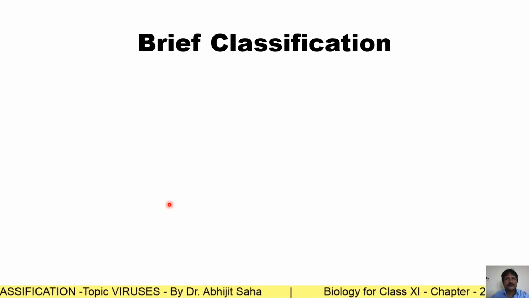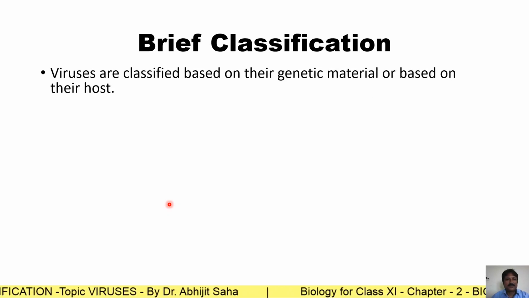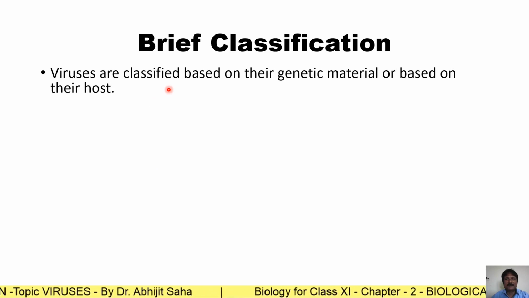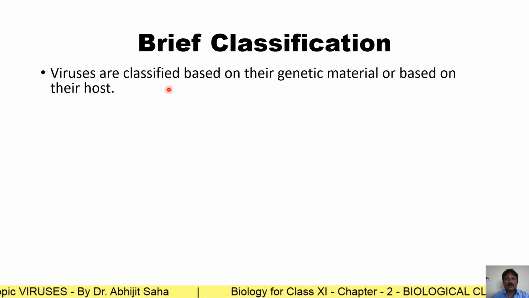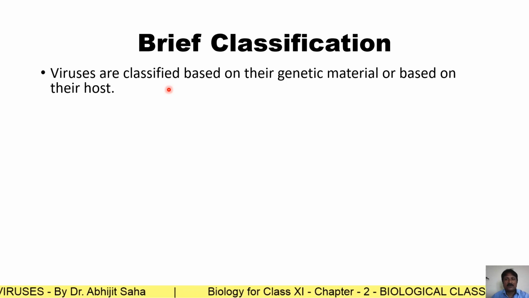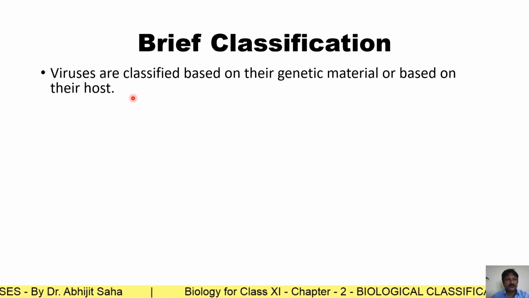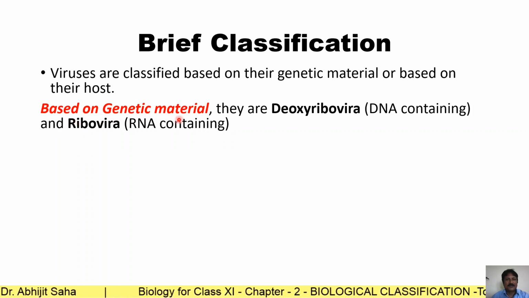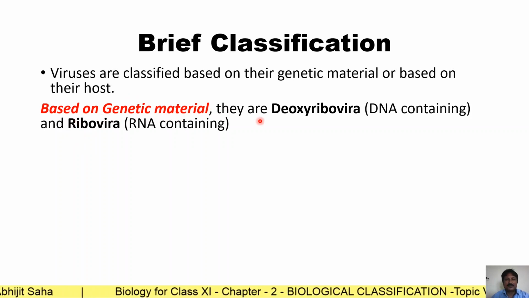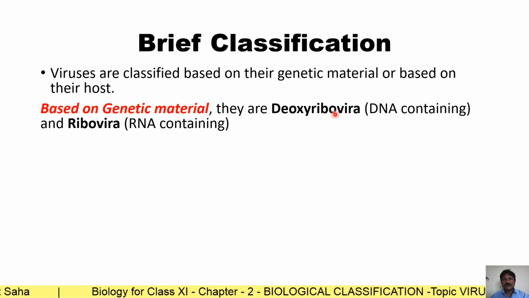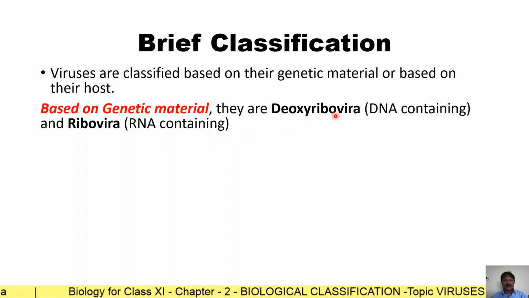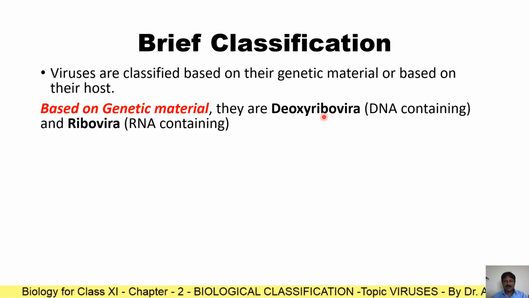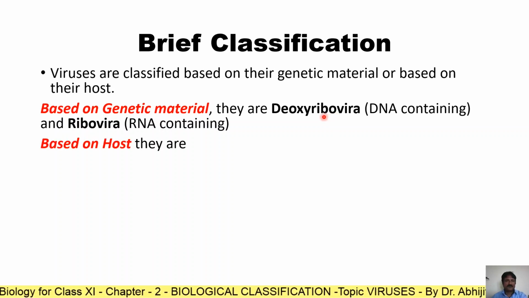Let's go into a brief classification of viruses. Viruses are classified on the basis of the genetic material, or they may also be classified on the basis of their host. On the basis of genetic material, viruses are grouped as deoxyvira, that means DNA containing viruses, or ribovira, these are RNA containing viruses.